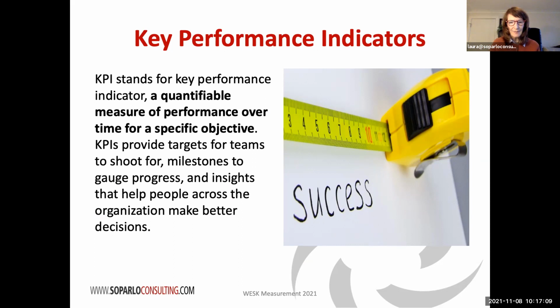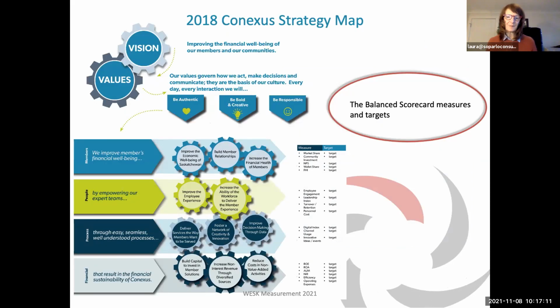So last time I used Connexus credit union, and you saw that they had this balanced strategy. So there it is again. But what I want to show you now, and talk a little bit about, is the balanced scorecard. You can't have a balanced scorecard unless you have a balanced strategy. So the balanced scorecard, which you've heard this term over and over again, comes from measuring your balanced strategy.